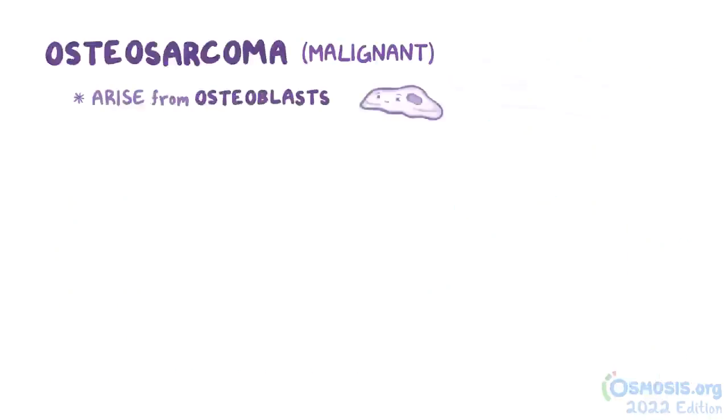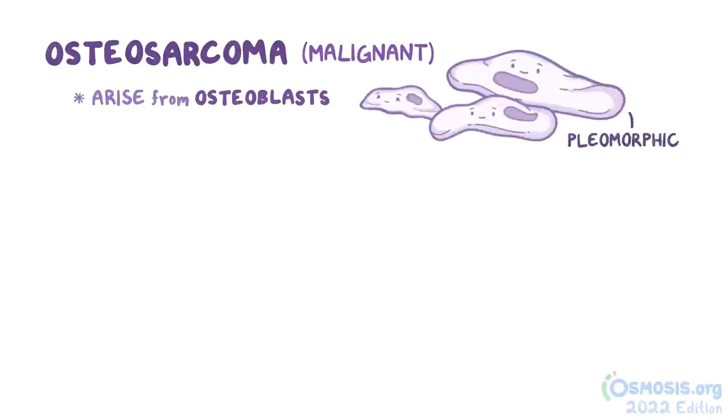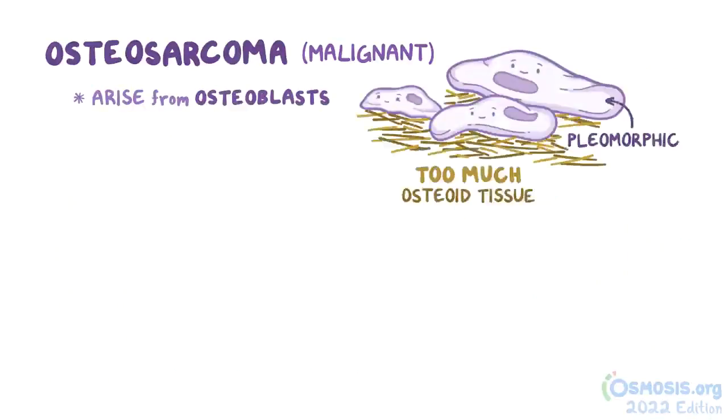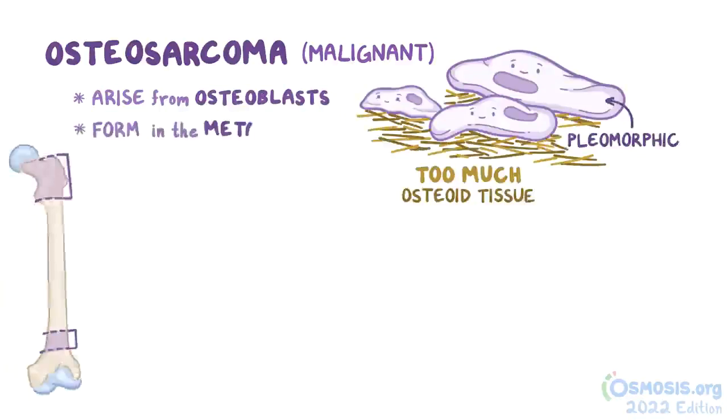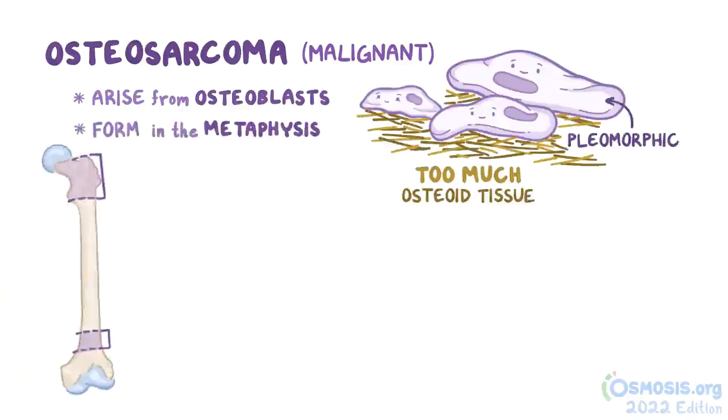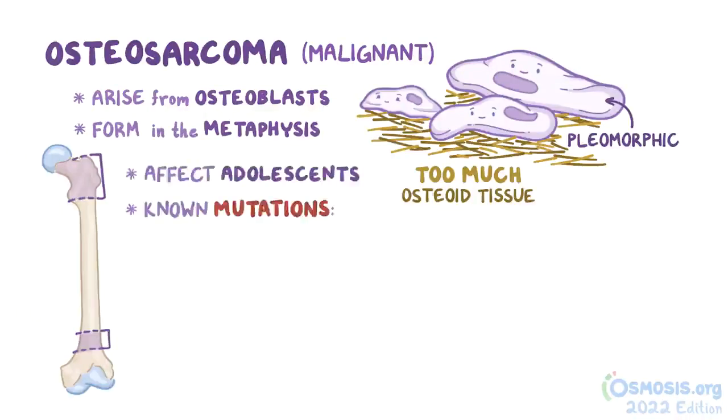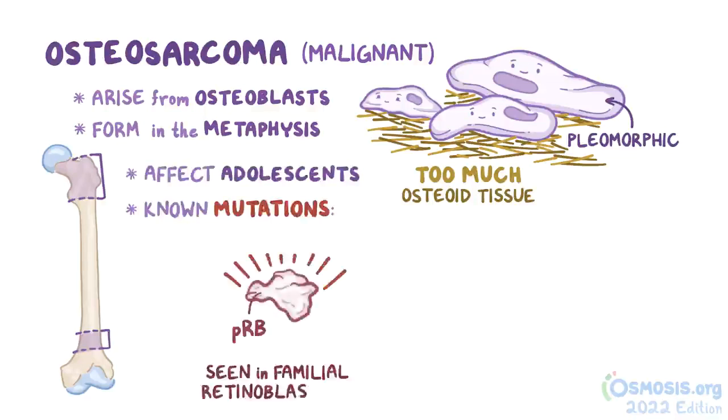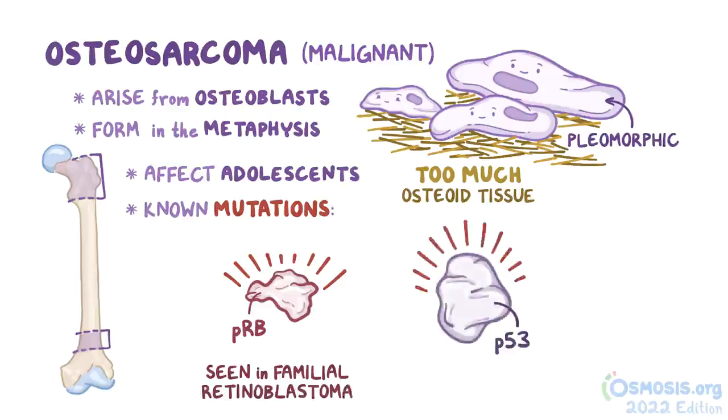Now, among malignant tumors, the most common one is osteosarcoma. Osteosarcomas arise from osteoblasts of different sizes, called pleomorphic, and these cells produce too much osteoid tissue. Osteosarcomas often form in the metaphysis where there's a lot of cell division occurring. They most commonly affect adolescents. Some known mutations that are linked to osteosarcomas include mutations of the pRB protein, also seen in familial retinoblastoma, a childhood malignant tumor of the eye, and the p53 protein, which is also seen in Li-Fraumeni syndrome, a condition where there are a variety of cancers throughout the body.